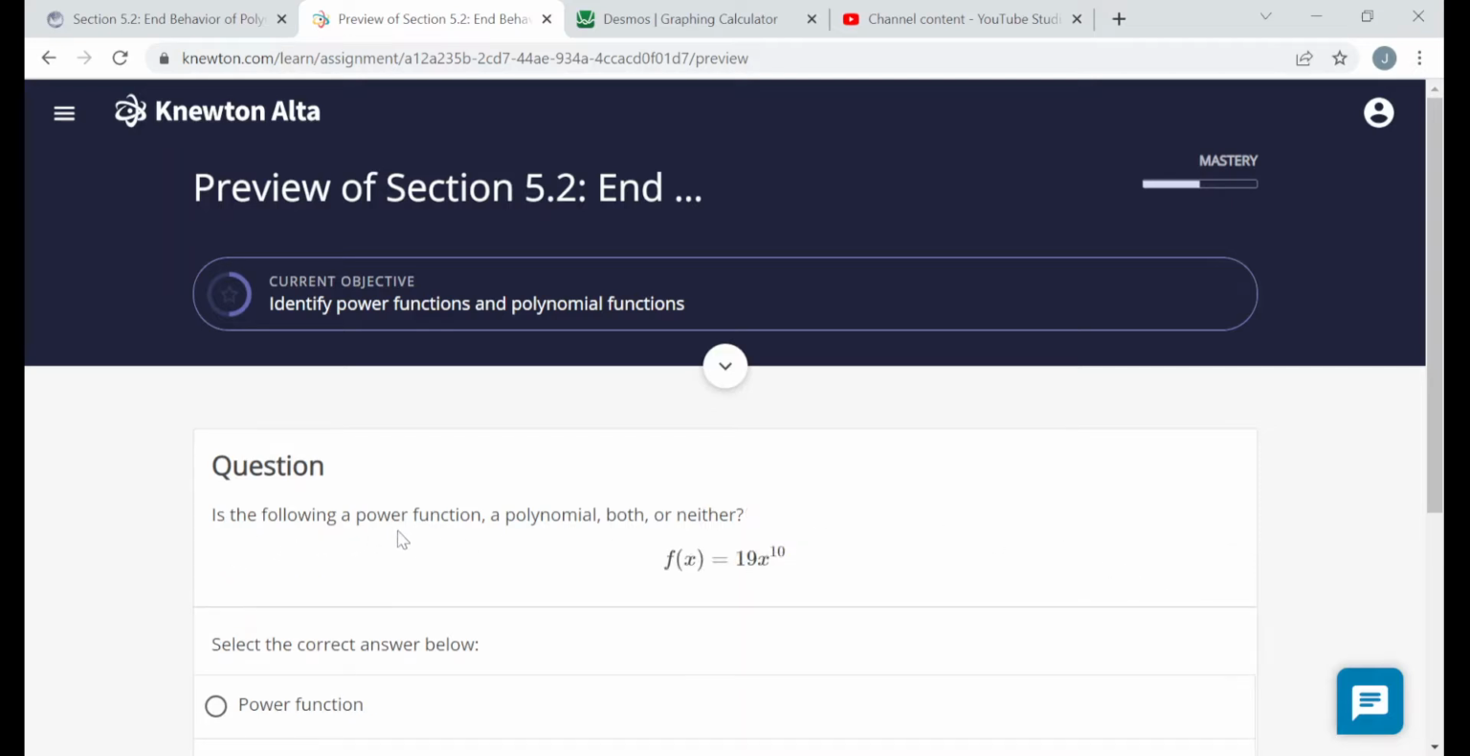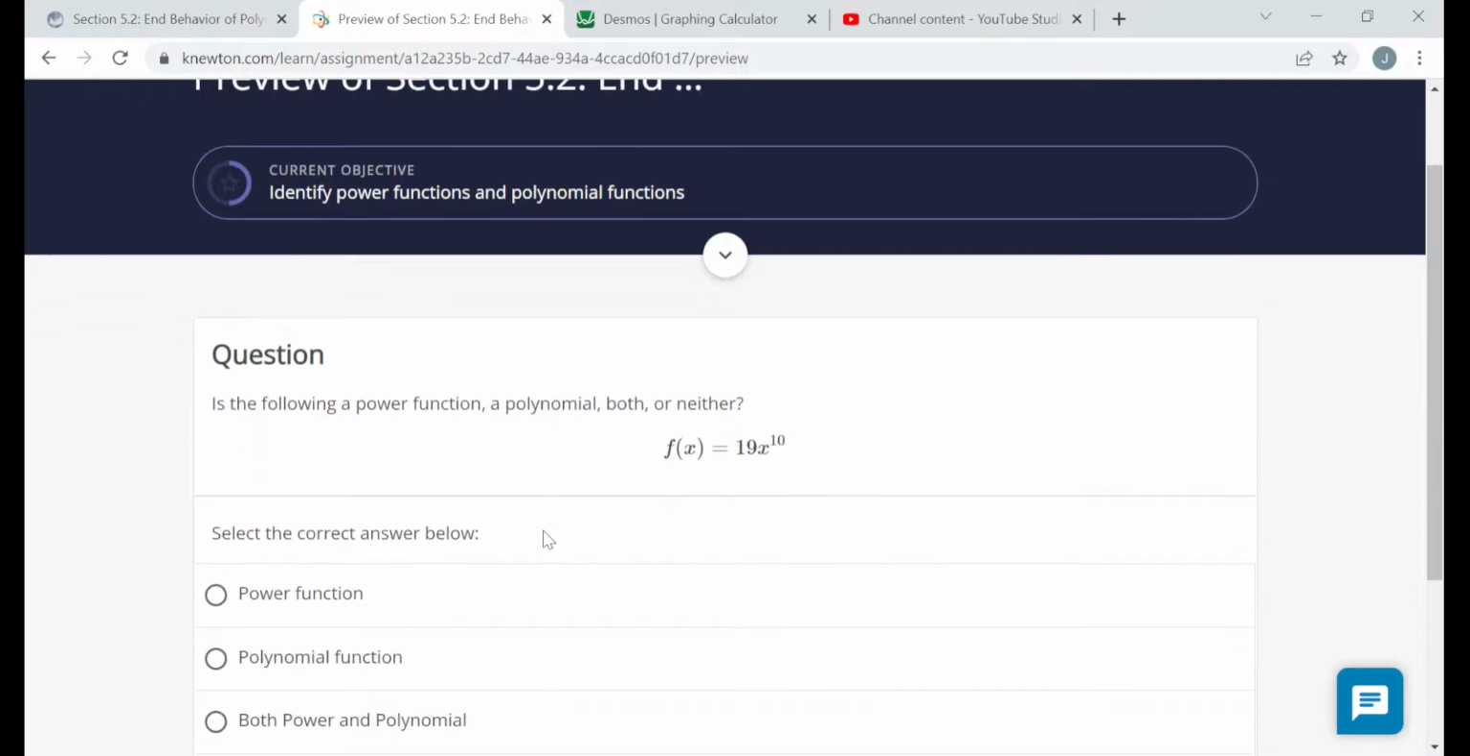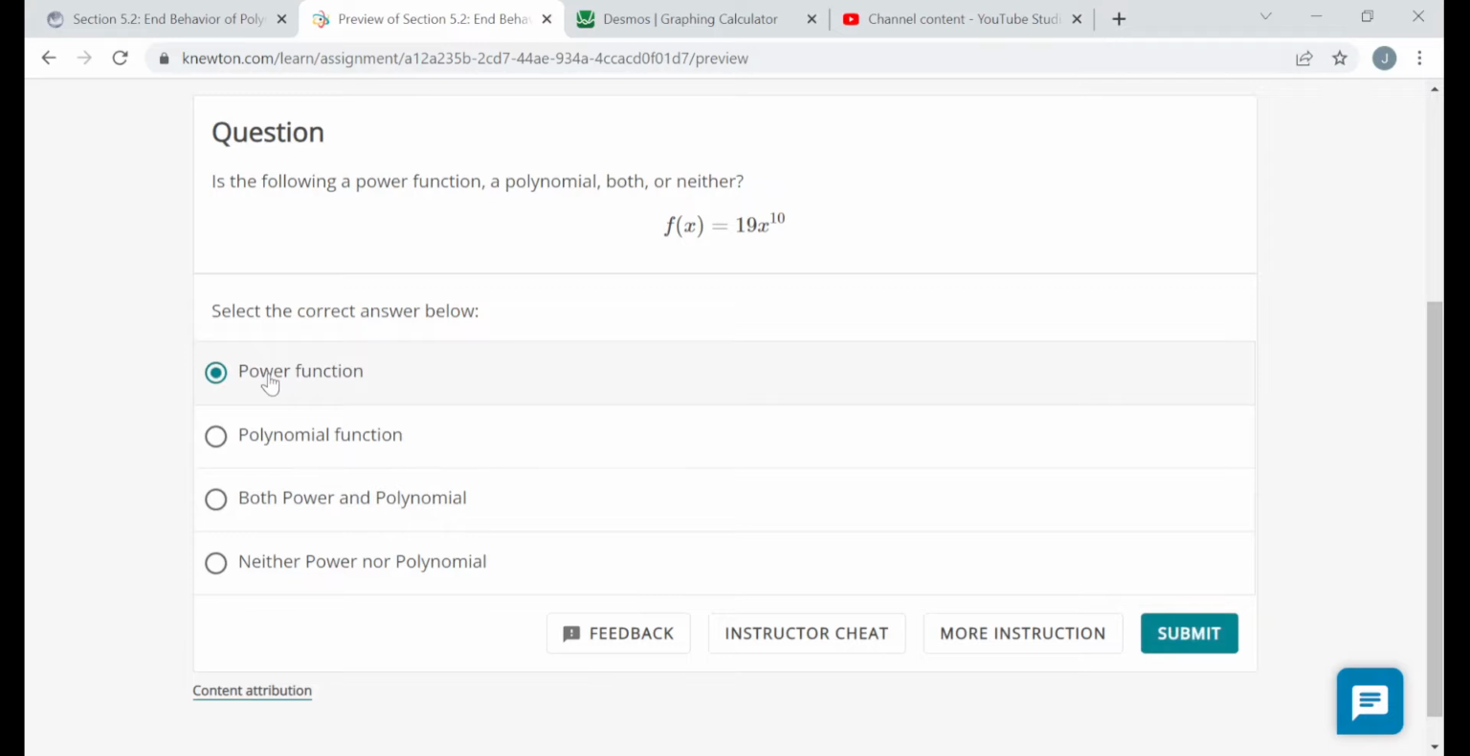Is the following a power function, a polynomial, both or neither? All right, so now it's just a single term. You have a real number times the variable to another real number, 19 times x to the 10th. So this is a power function, and that power is a whole number, 10. So this is also a polynomial function. So it's both. It's both power and polynomial.